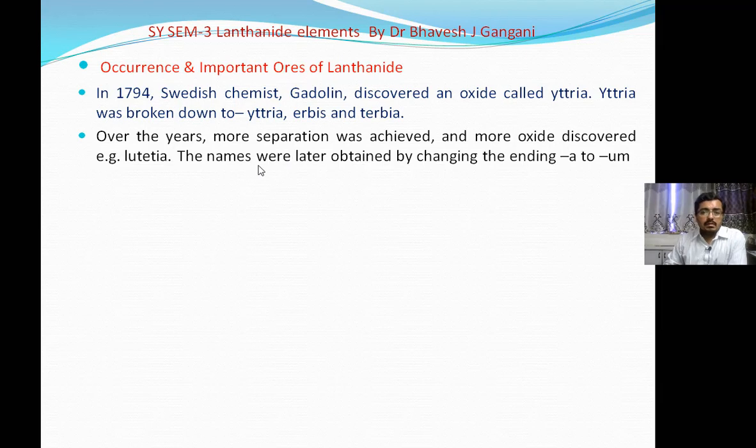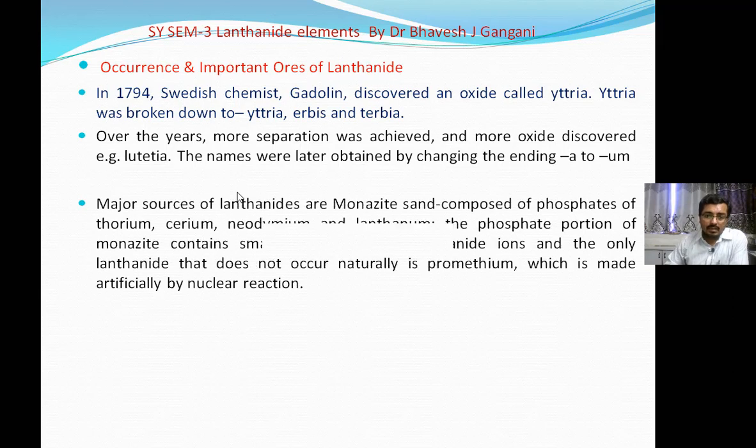Then, after many years, this oxide was separated, and many more oxides were discovered from it. So there was lutetia. Then after lutetia, the name lutetium was given, or we can say lanthanum. So the very first scientist who discovered all these elements was Gadolin. So atomic number 64, gadolinium, is named to honor this Swedish chemist Gadolin.